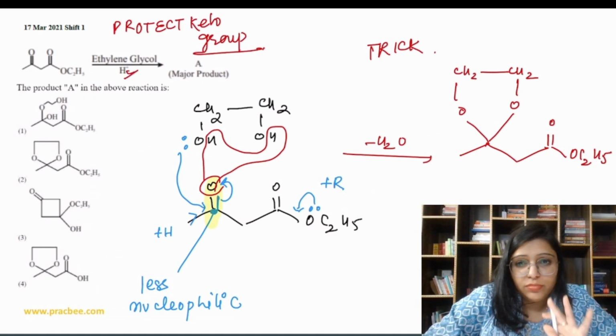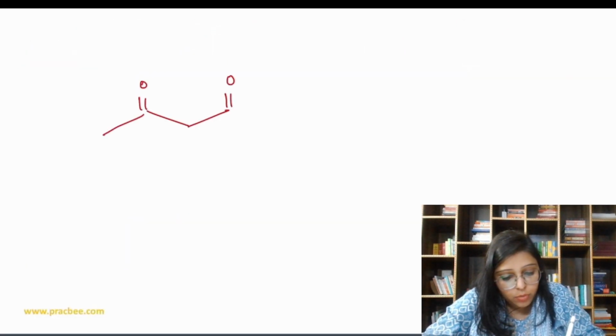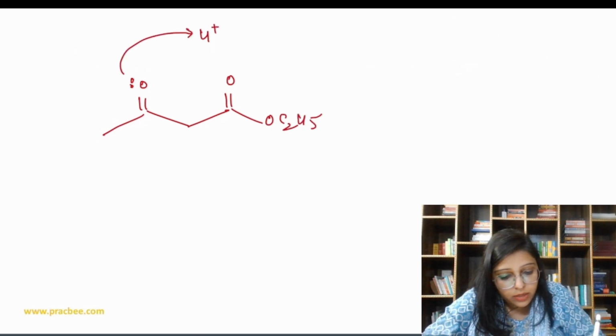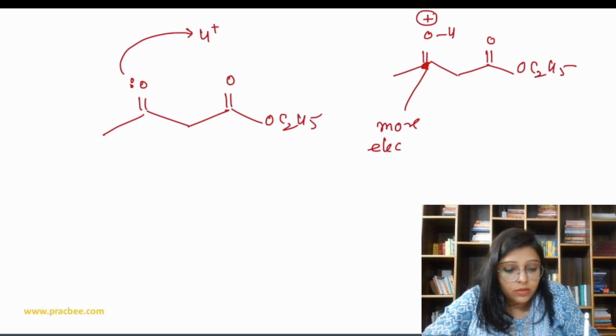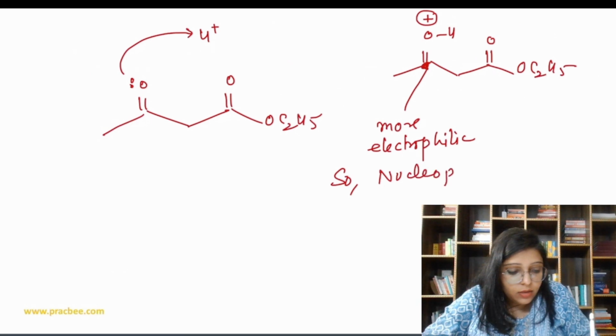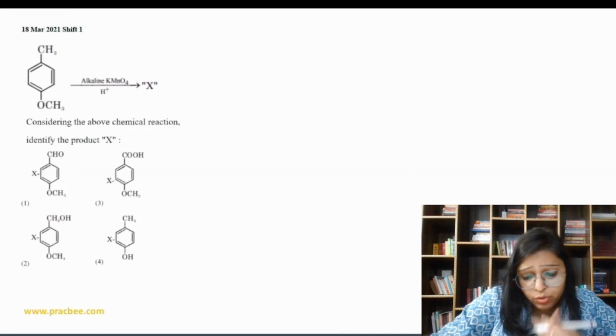H plus has no role here. What is the role of H plus generally? If we have double bond this and double bond OC2H5, then in the presence of H plus, this oxygen lone pair attacks over here. So we get OH positive. This carbon becomes more electrophilic basically. Okay? More electrophilic, so nucleophilic addition is faster. That is the role of H plus. Okay, now let's do the next question.